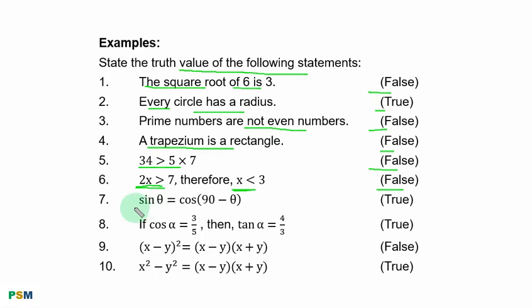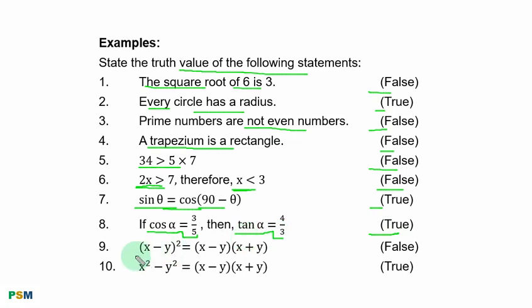7. Sine theta is equal to cos(90 minus theta). From complementary angles, this statement is true. 8. If cos alpha is equal to 3/5, then tan alpha is equal to 4/3. From trigonometry, this statement is true.